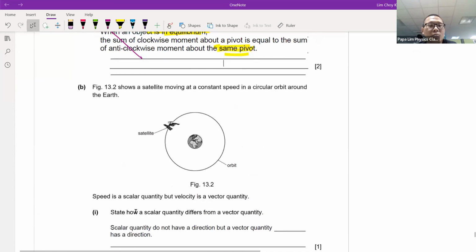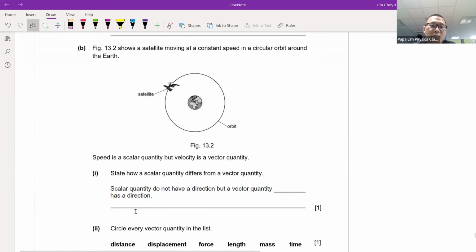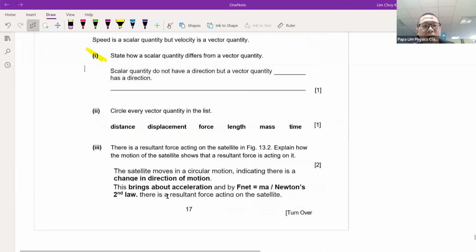Okay, so question 12. Part B is scalars and vectors, so I will not dwell much. Part 1 is the standard differences between scalar and vector. Circling the vector, yes, you can circle. I would say that you shouldn't be having any problem. Displacement is vector, force is vector. Only these two are vectors. Time, length, mass, distance are not vectors, so take note of it.